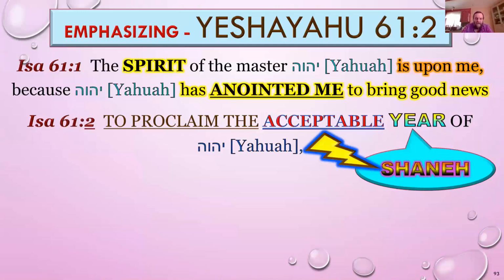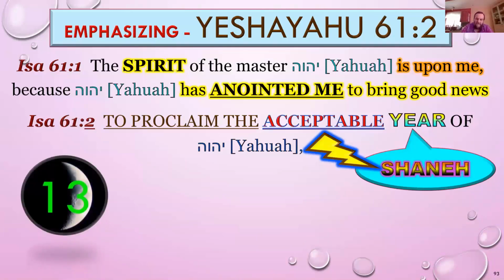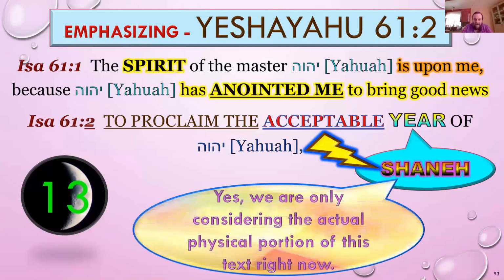What is he doing? He's come to proclaim the acceptable year of Yahuwah, and that year is what? Shane, your Tequfah-based year. There is no 13th month in a Shane Tequfah-based year. And yes, we are only considering the actual physical portion of this text right now.